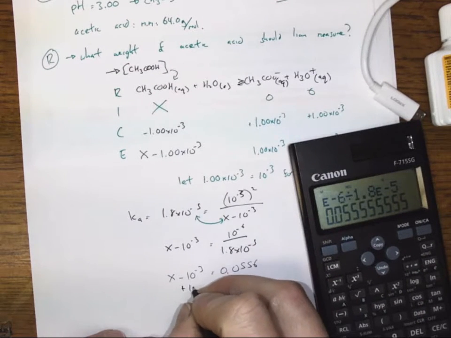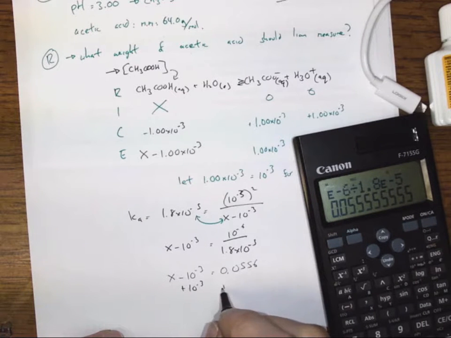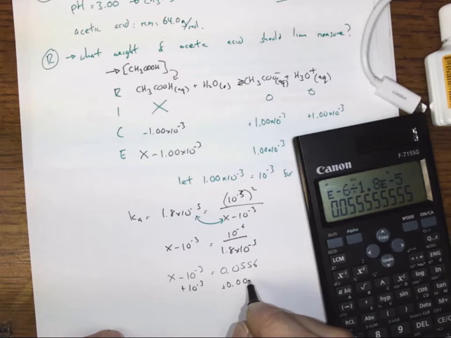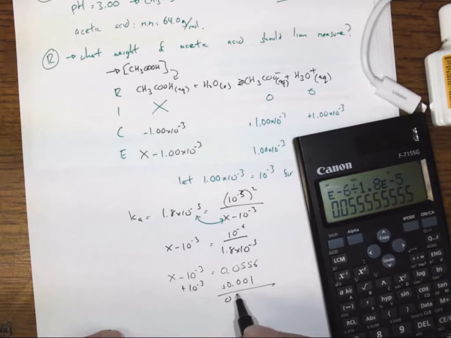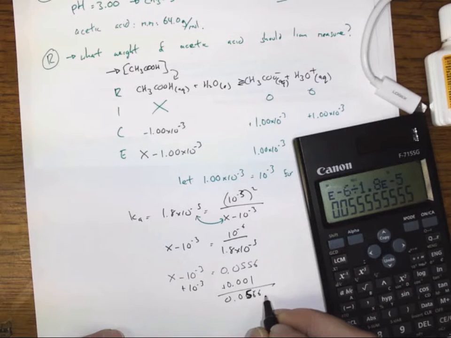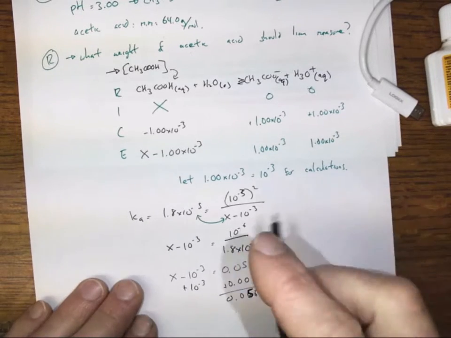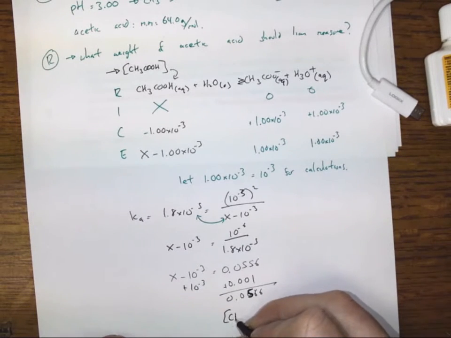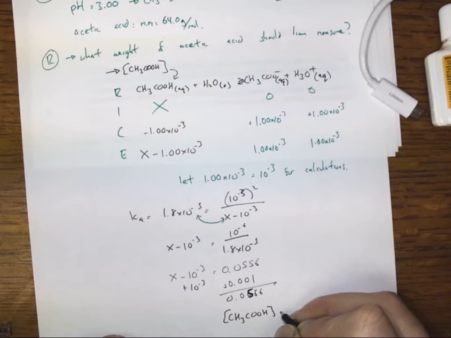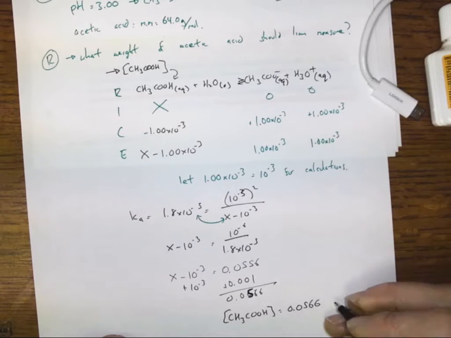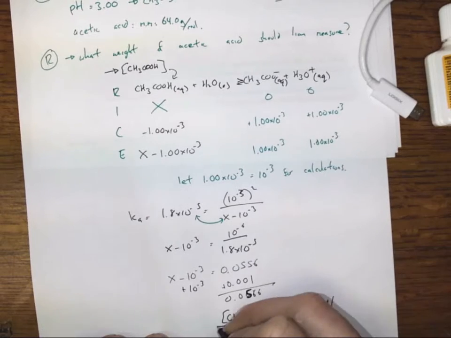And I'll add 10 to the negative 3 to both sides. That's 0.001, of course. So when I add that, you can see it doesn't really change the value much. Oh, so 0.0566 instead of 0.0556. Okay, that's fine. And that's our x, our concentration of acetic acid. So we just found the concentration of acetic acid is 0.0566 moles for every liter.